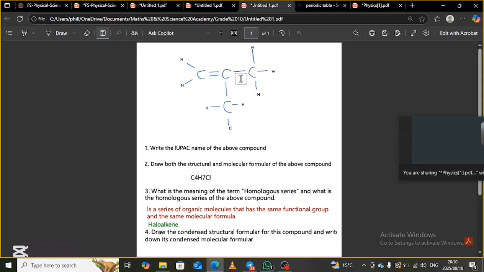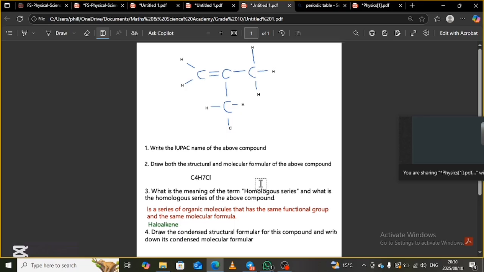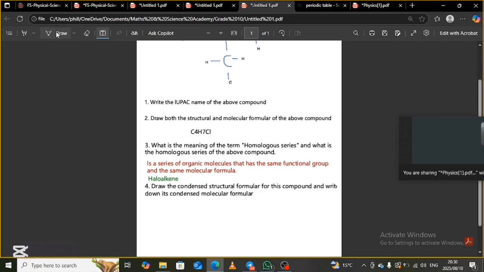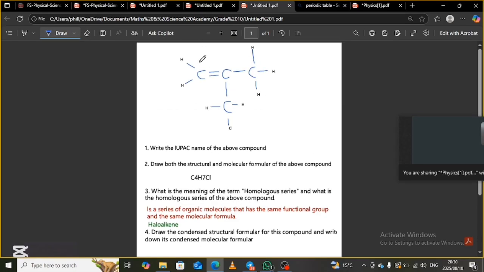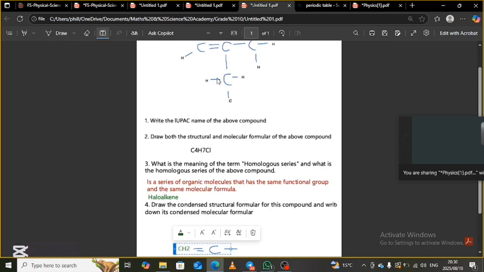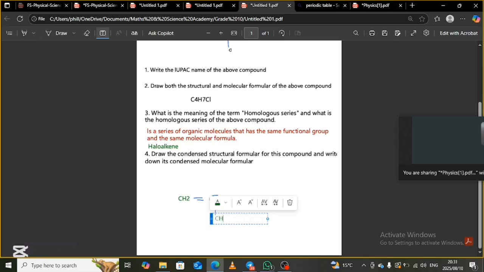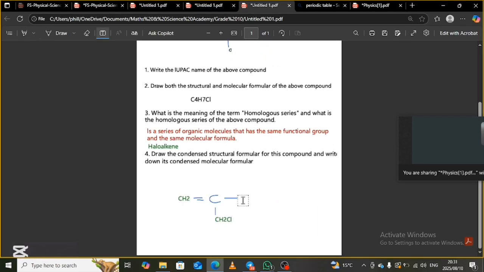So the final question, we are supposed to draw the condensed structural formula and write down its condensed molecular formula. So starting with the condensed structural formula, we'll start with the middle carbon atom, which is C, with a double bond on the left and a single bond on the right and below. So on the left hand side, we have C with 2 H's. Below we have C, H, 2, Cl. And on the right hand side, we have C with 3 H's, which will be written as CH3.